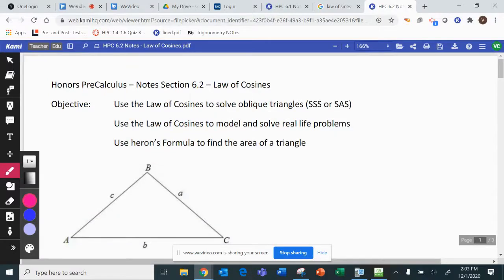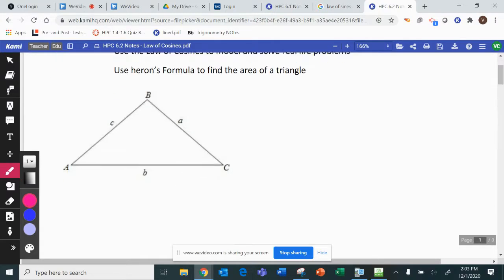Law of cosines. This is another law that we can use to find missing pieces of triangles that are not right triangles, of oblique triangles. First thing we're going to do is derive it.